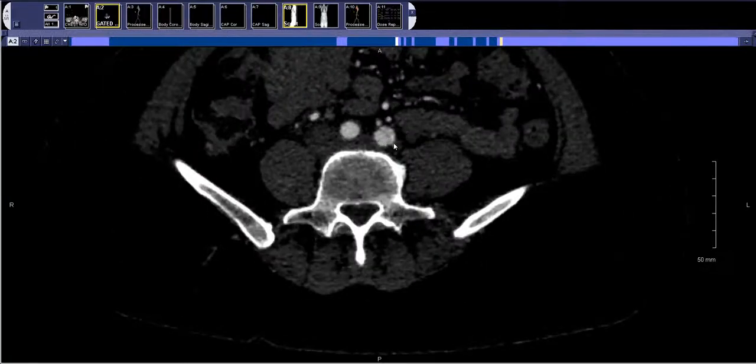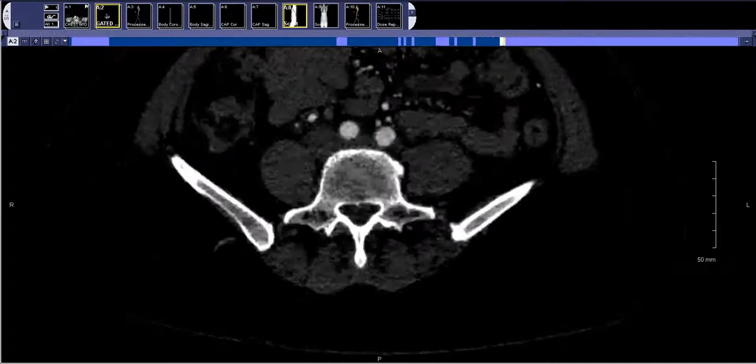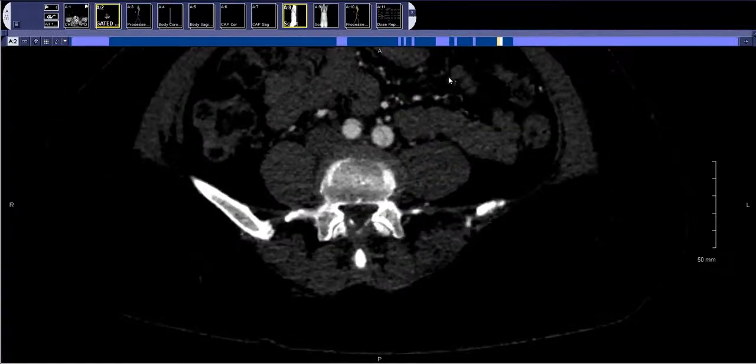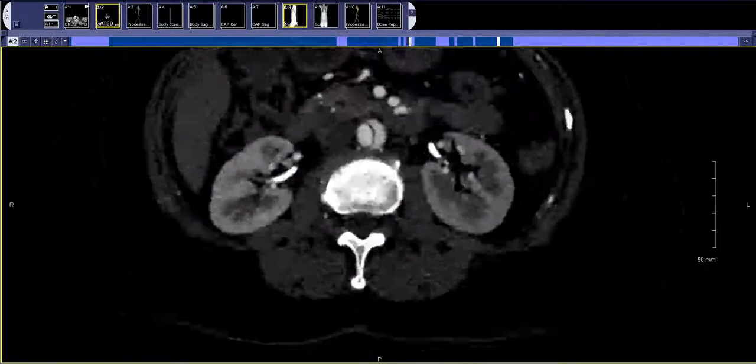In this case, the dissection goes all the way down to the aortic bifurcation into the iliac arteries, and so it's just important to comment on every single artery specifically in these dissection cases, to let the referring clinician know exactly where the dissection goes to, as well as potentially look for complications such as end organ ischemia or delayed nephrograms.